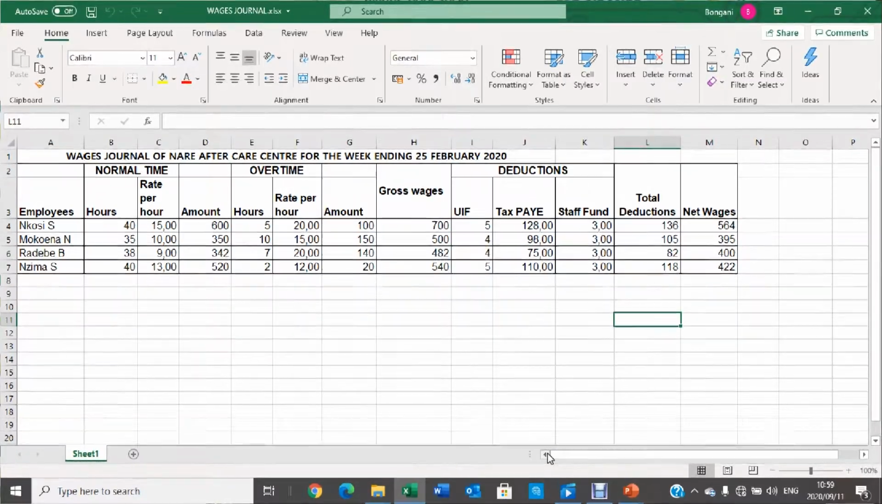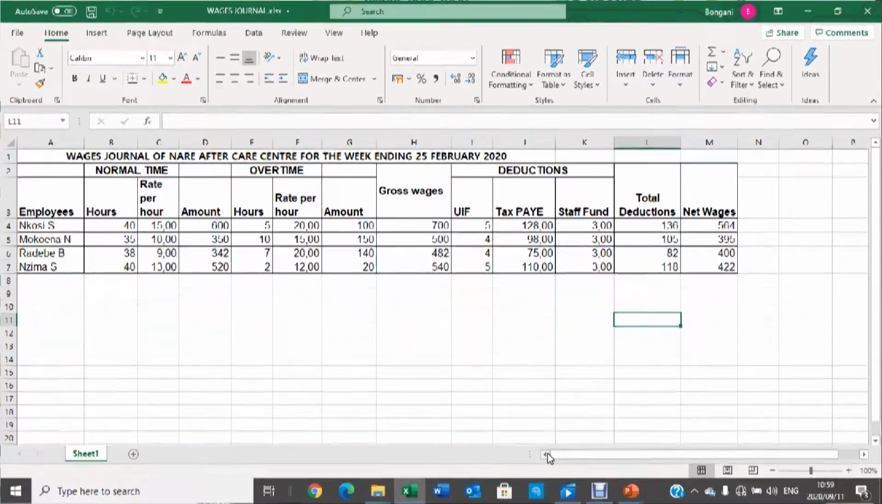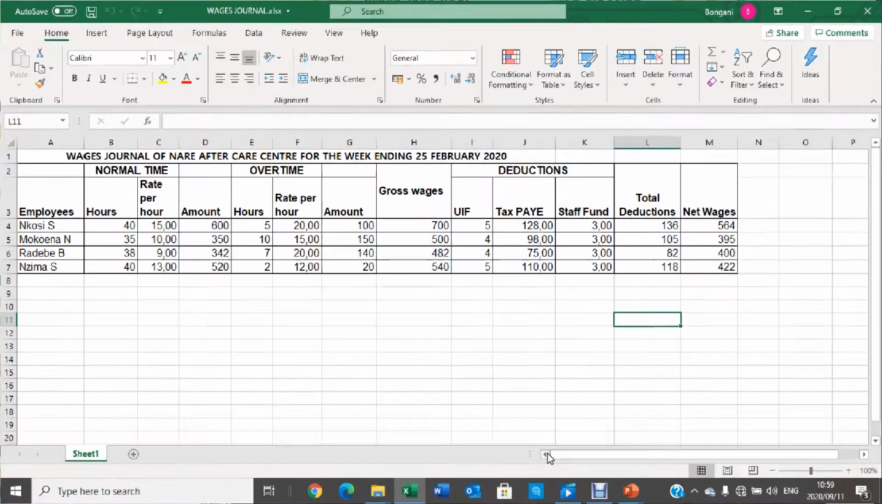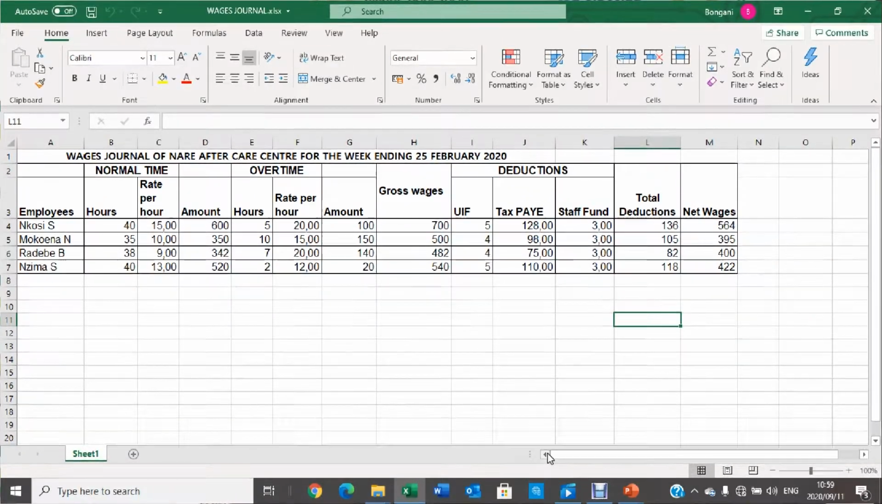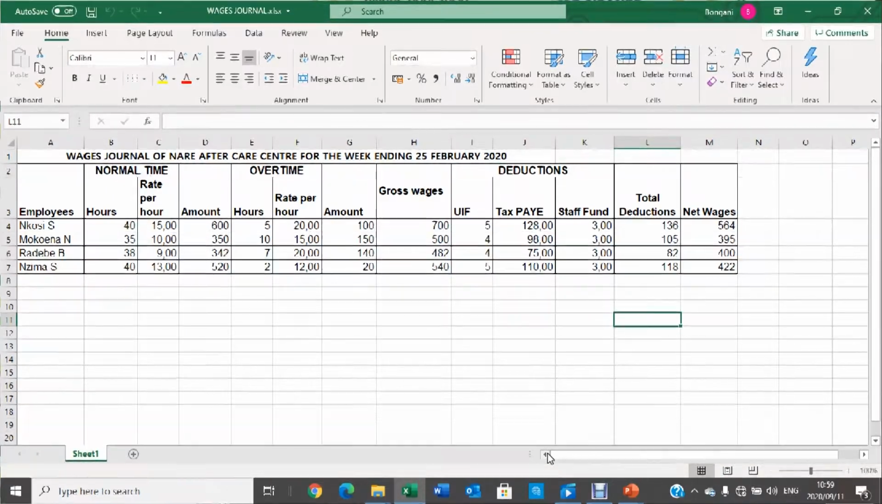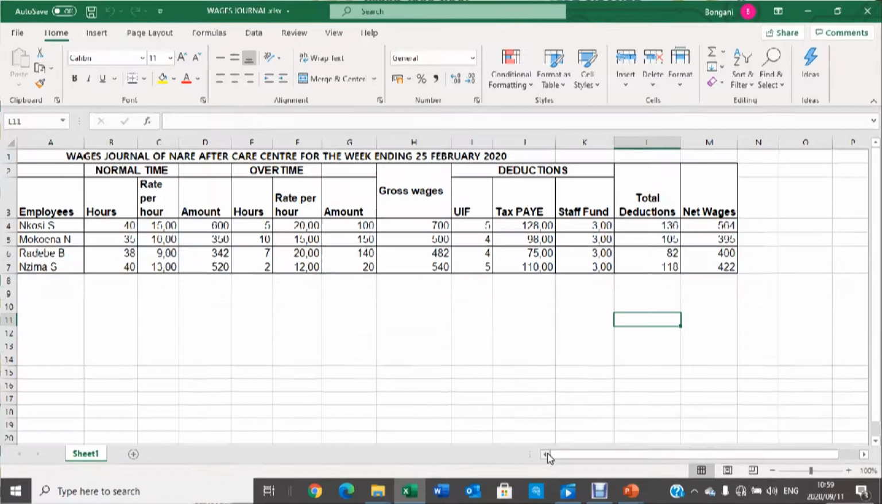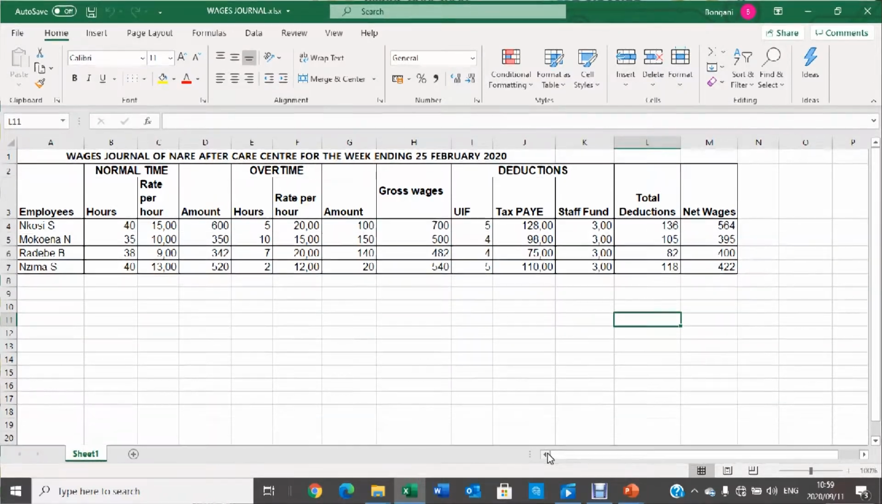And then we move to the deductions. The employee contributes 4 rand, 75 rand, and 3 rand. When we add them, it is going to give us 82 rand. And then the take home of the employee is 400 rand, which means it falls under net wages.